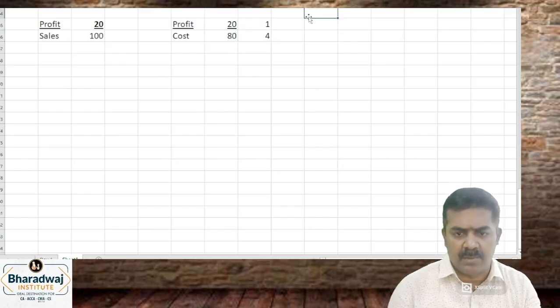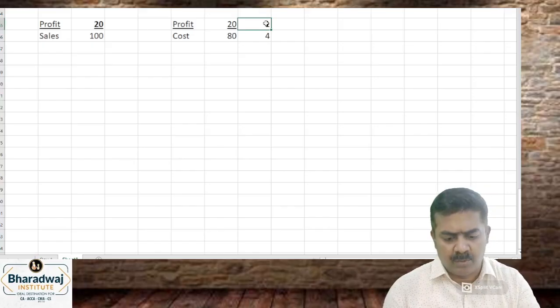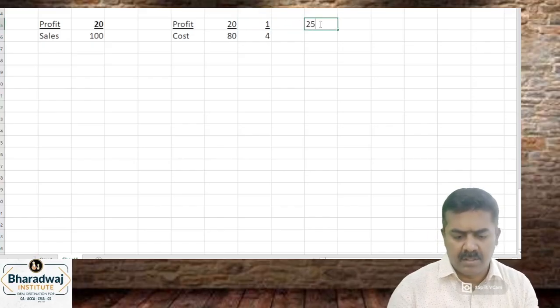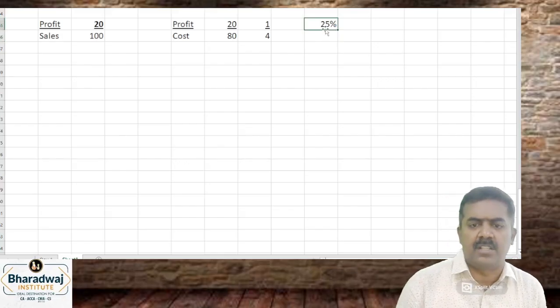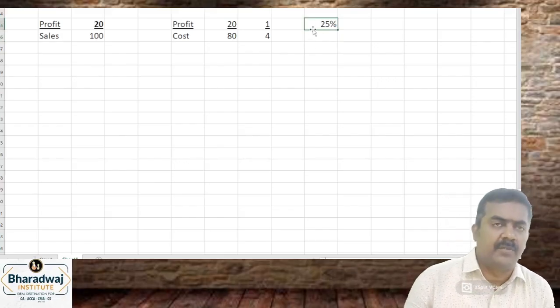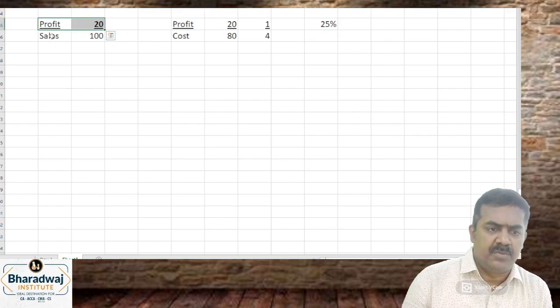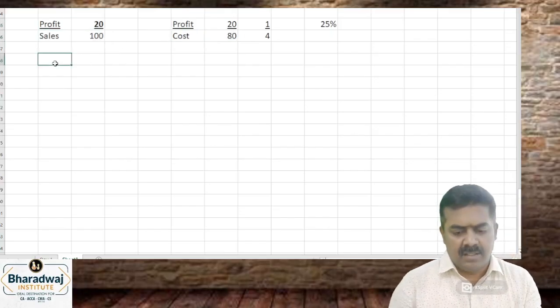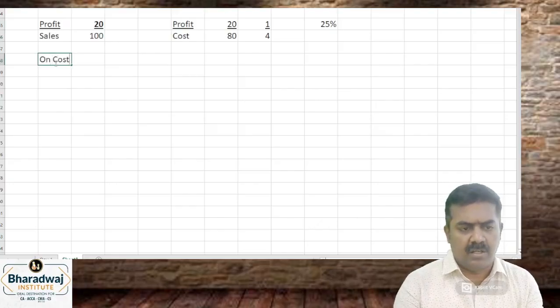1 by 4 can be written as how much percentage? 25%. 1/4 is nothing but a quarter, 25%. Clear? If sales is 100, profit is 20. So what will the cost be? 80. Clear? Selling price minus profit will give us cost.